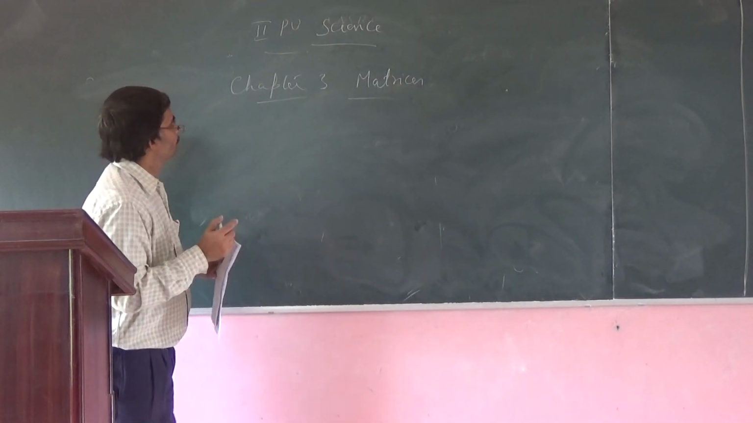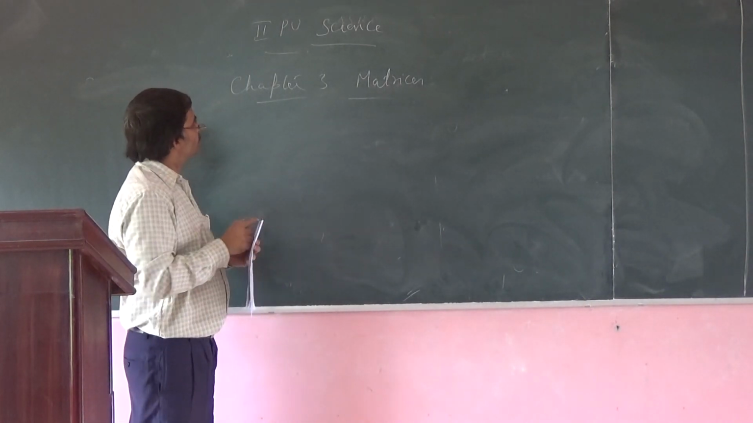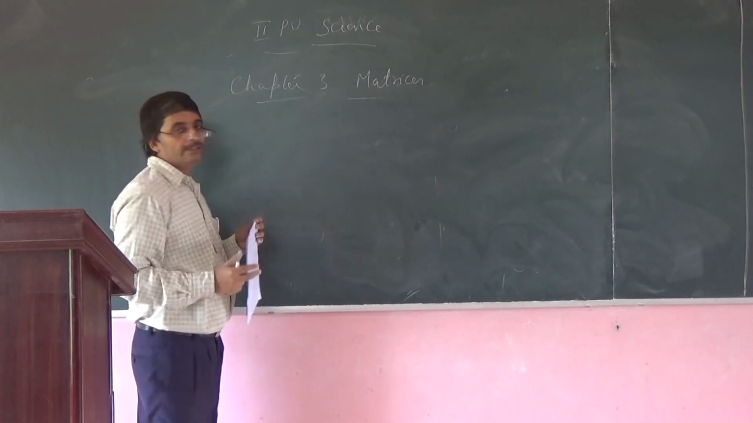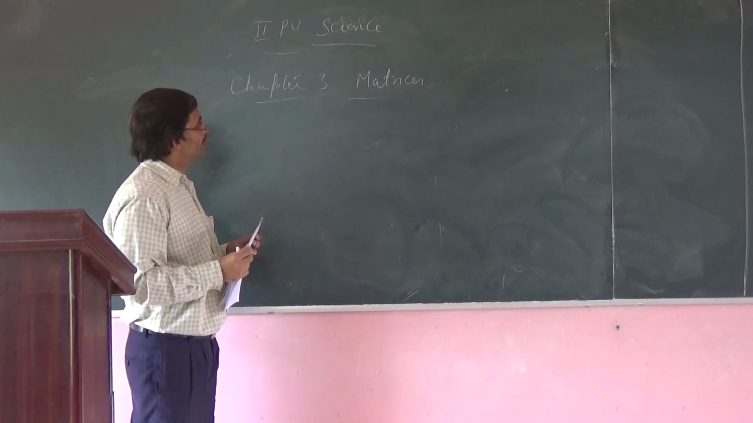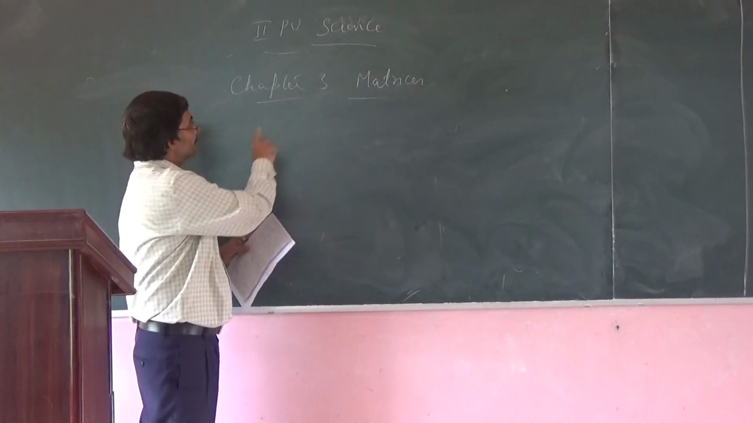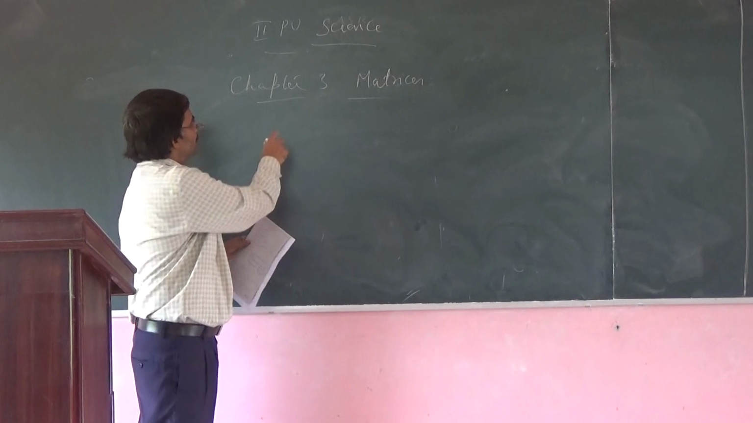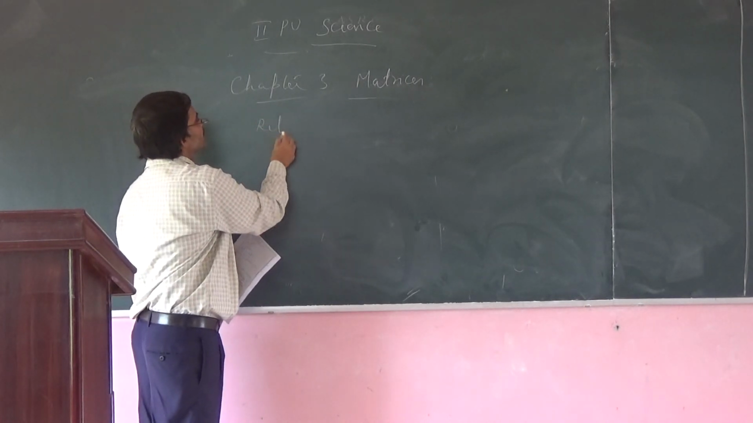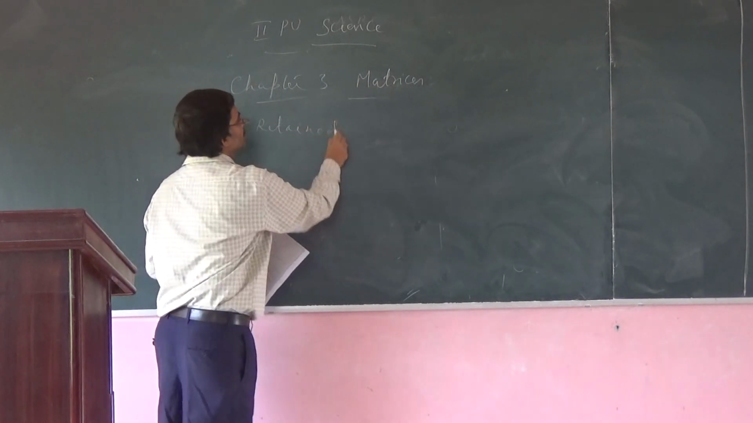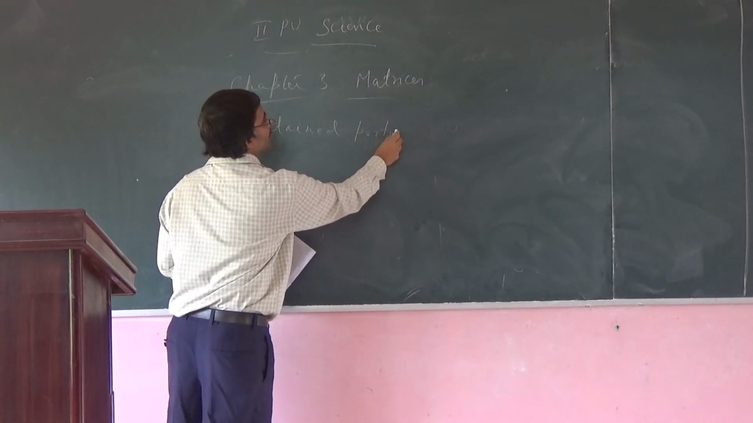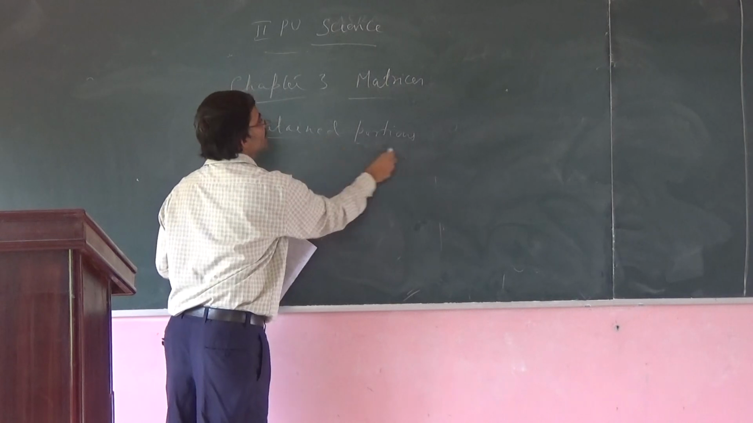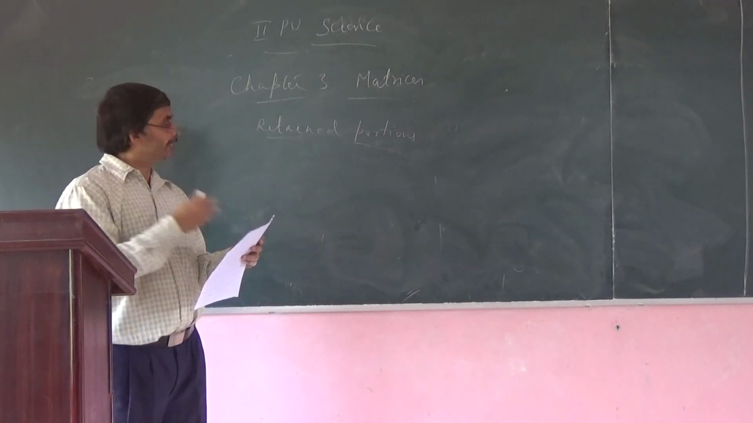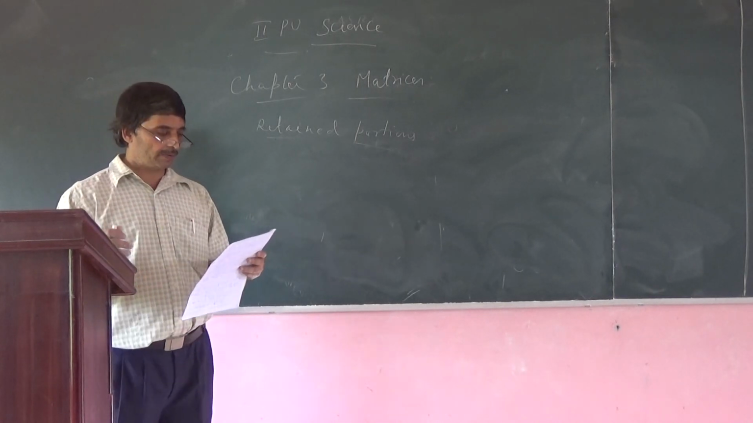So this is for second PU science students. I am going to start chapter 3, that is matrices. But before starting chapter 3, I will read out the retained portions in this chapter. These are the retained portions. I will read one by one.